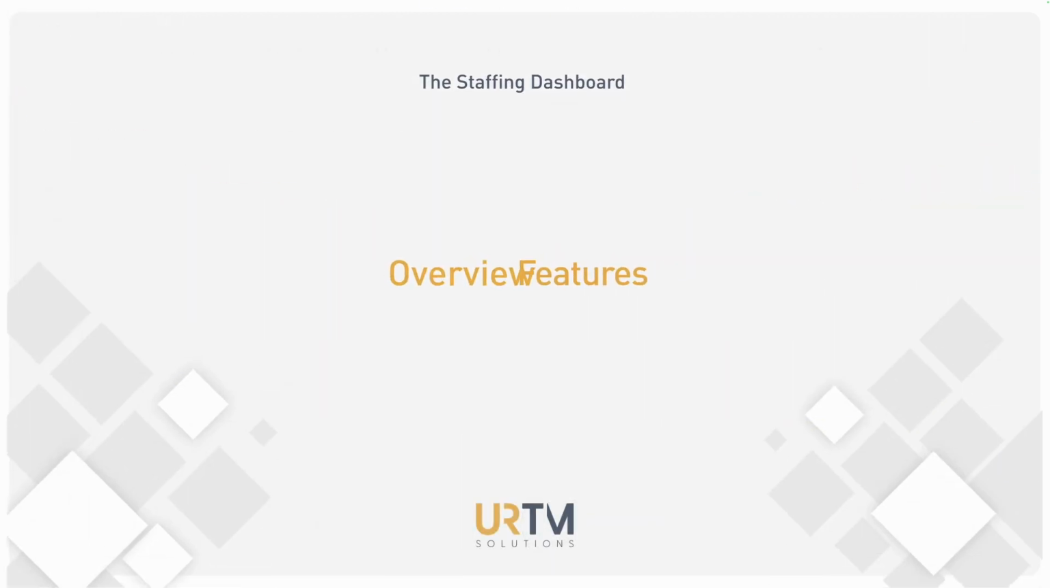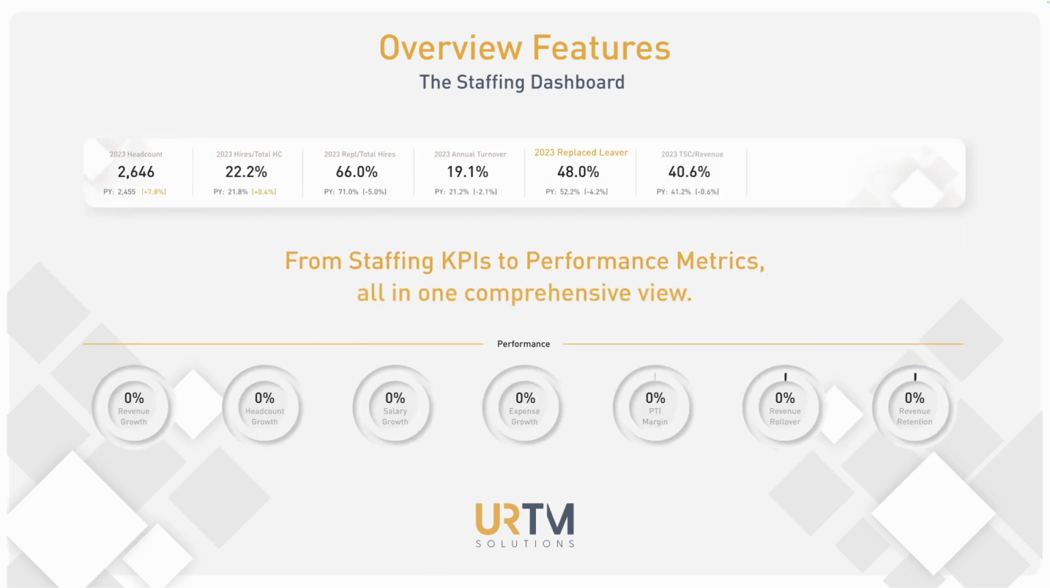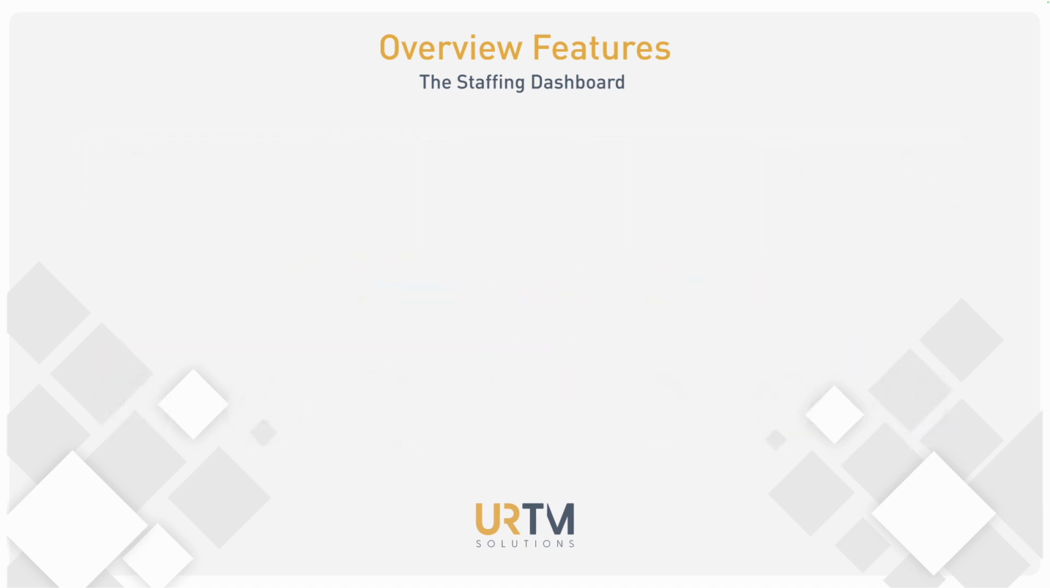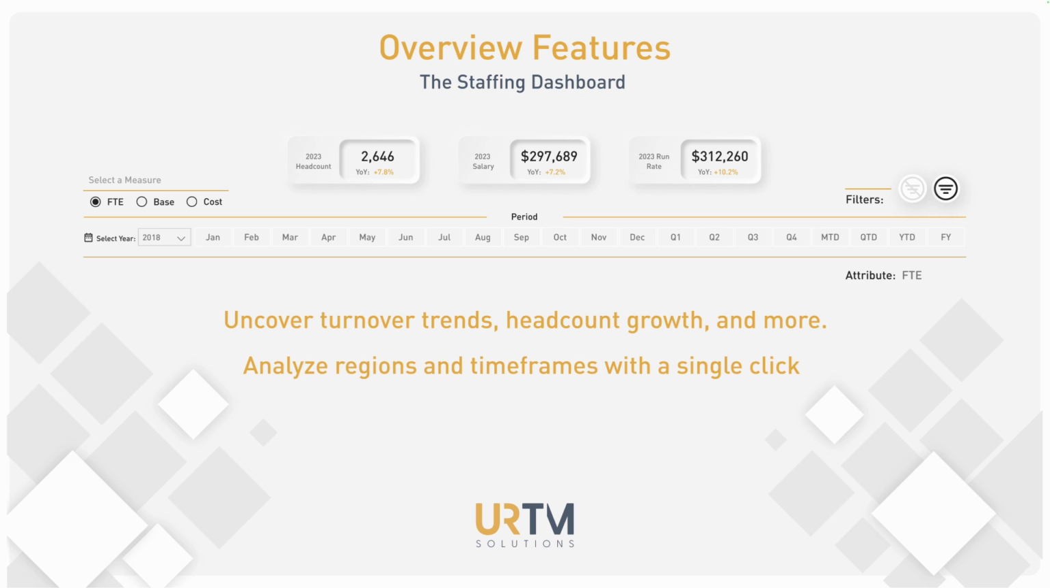Let's dive in. In this view, we showcase the main KPIs that are crucial for understanding your organization's staffing health, combined with essential performance metrics like revenue growth, PTI margin, and more. Whether it is headcount, salary, or run rate, with dynamic filter options, you can slice and dice all available data.